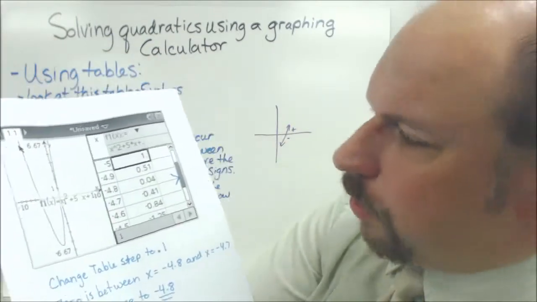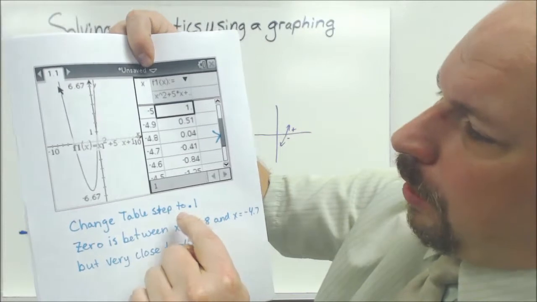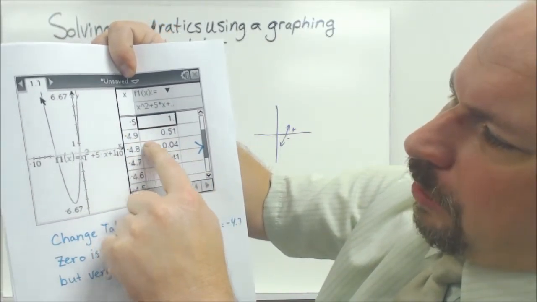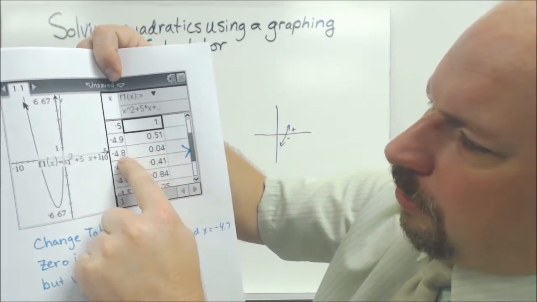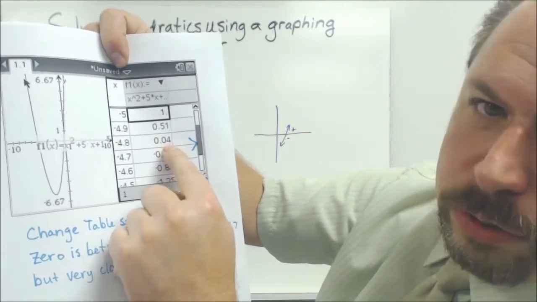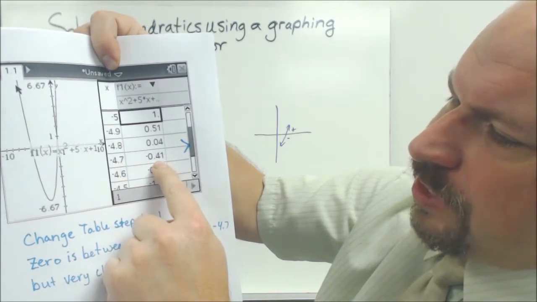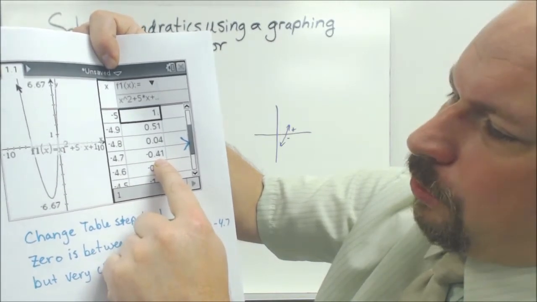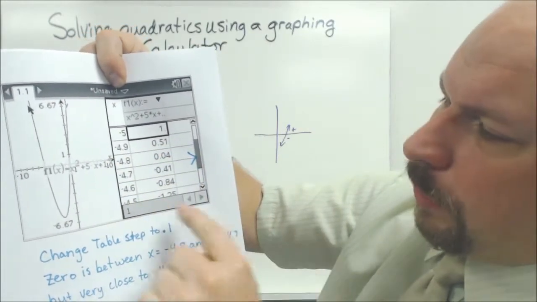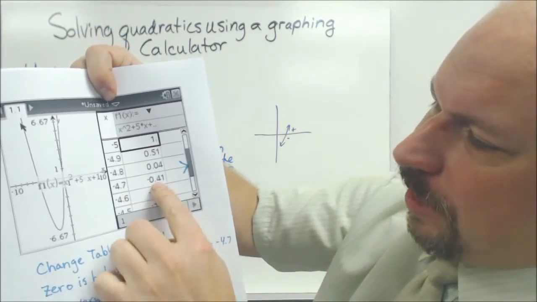So from there, I'm going to do that one more time. I'm going to change the table step to 0.1. And notice here, when we do that, it's still positive at -4.9, still positive at -4.8, but look how close it is to 0 there. It's 0.04. That's really close to 0. And then when we get to -4.7, our y value is negative. So notice here we've narrowed down. Now we know our 0 is somewhere between -4.7 and -4.8. So it's a lot more precise now.